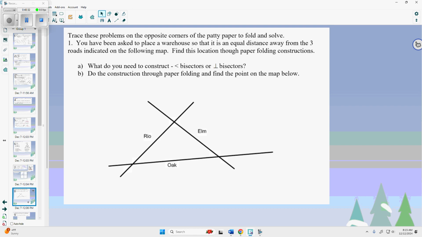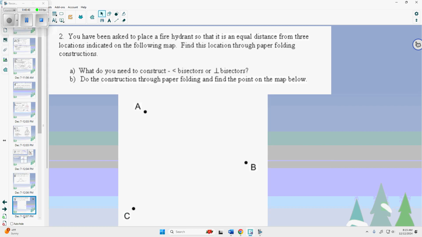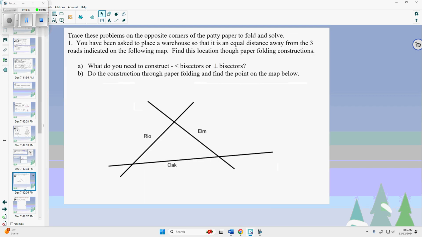You've been asked to place a warehouse so it's an equal distance away from the 3 roads on number 1. You've been asked to place a fire hydrant so it's an equal distance from the 3 locations, so the 3 points on number 2. The very first question you need to answer at your tables is, when we are doing roads, is that looking for angle bisectors or perpendicular bisectors?